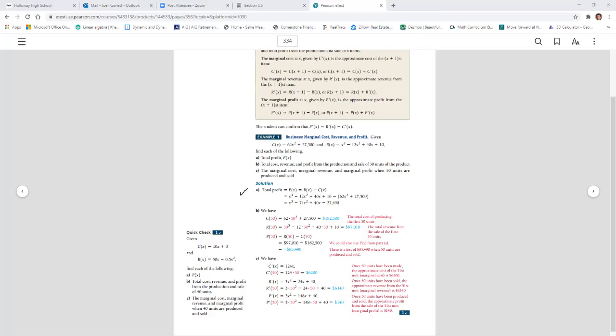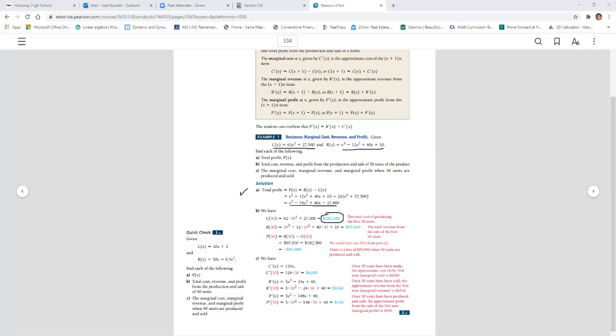Part B says to find the total cost, revenue, and profit from the production and sale of 50 units of the product. All we have to do is go into the cost function and the revenue function and our recently generated profit function, and we substitute in 50. So C of 50 is going to be 62 times 50 squared plus 27,500. And the cost of producing 50 items is going to be 182,500.